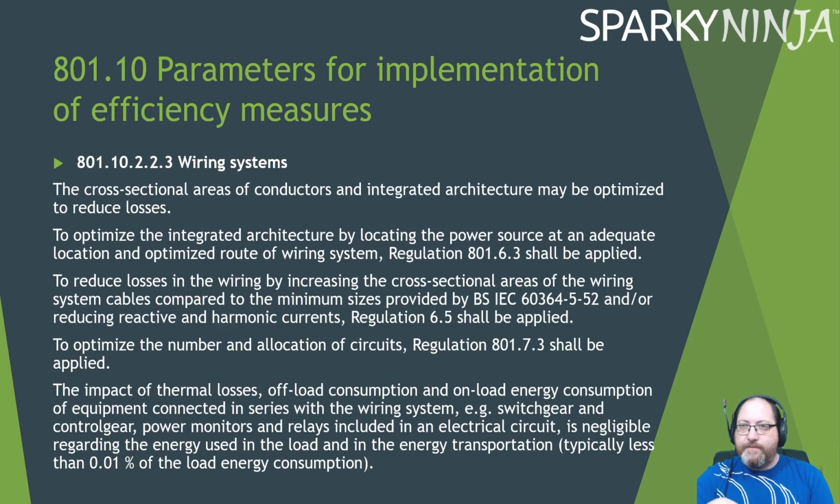Okay, yep. Wiring system: the cross-sectional area of conductors and integrated architecture may be optimized to reduce losses. To optimize integrated architecture by locating the power source at an adequate location and optimize route of wiring systems to put the source closer. To reduce losses in the wiring by increasing the cross-sectional area of cables compared to the minimum sizes provided by 60364 and/or reducing reactive and harmonic currents, regulation 6.5 shall be applied.